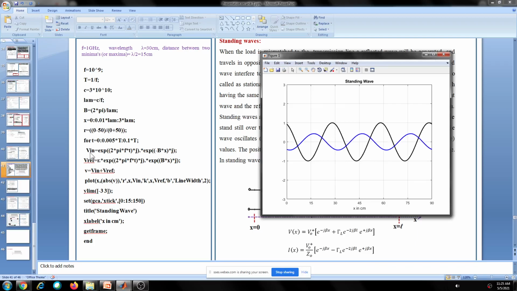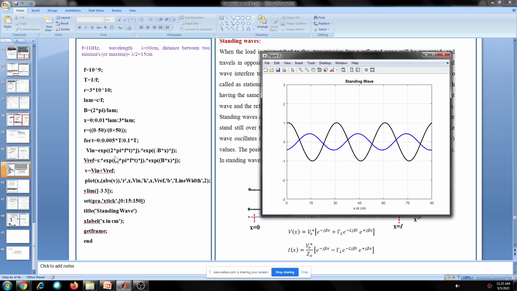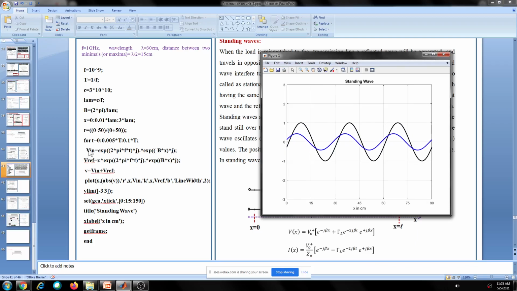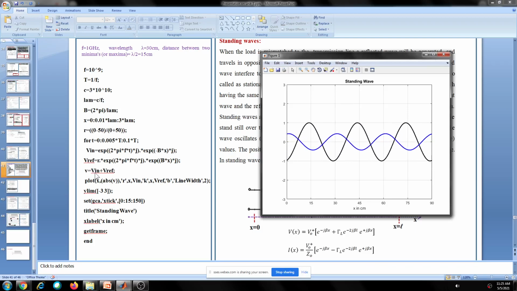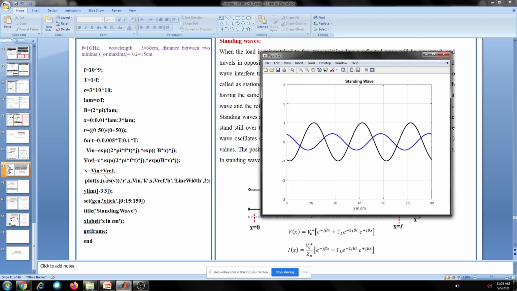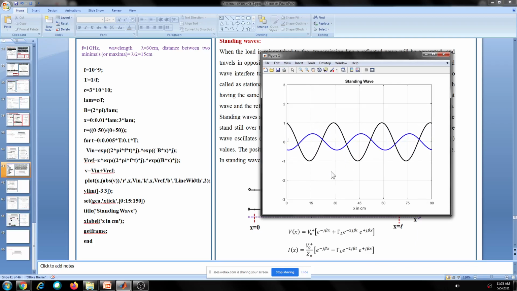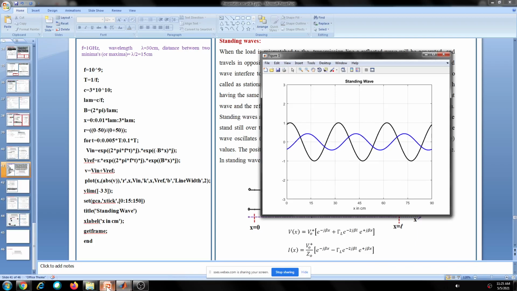So I have written here V incident is given by this equation. V reflected, this is the equation for V reflected here, and addition of these two gives rise to the total voltage. This V is the addition of the two waves. If you add the two waves, incident and reflected wave, how does it look? Will it look sinusoidal, and will it move over that line? That we have to see here.